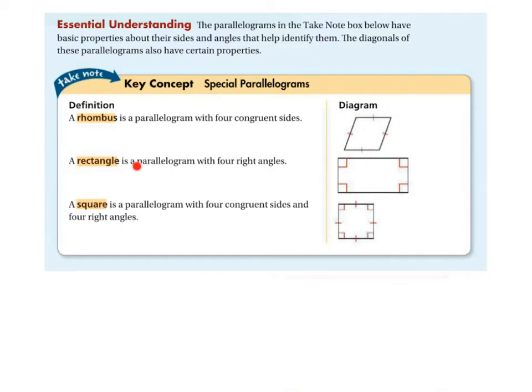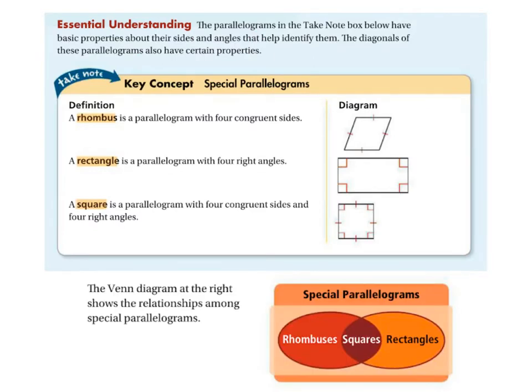A rectangle has all four angles 90 degrees. We know in a parallelogram, opposite angles are congruent and adjacent or consecutive angles are supplementary. This is also true for this case, but they just all happen to be 90. Now, a square has all four sides congruent and all four right angles. Essentially, a square is both a rhombus and a rectangle. So what you see here in this Venn diagram is, of these special parallelograms, we have rhombuses here, rectangles here, and their overlap is squares.